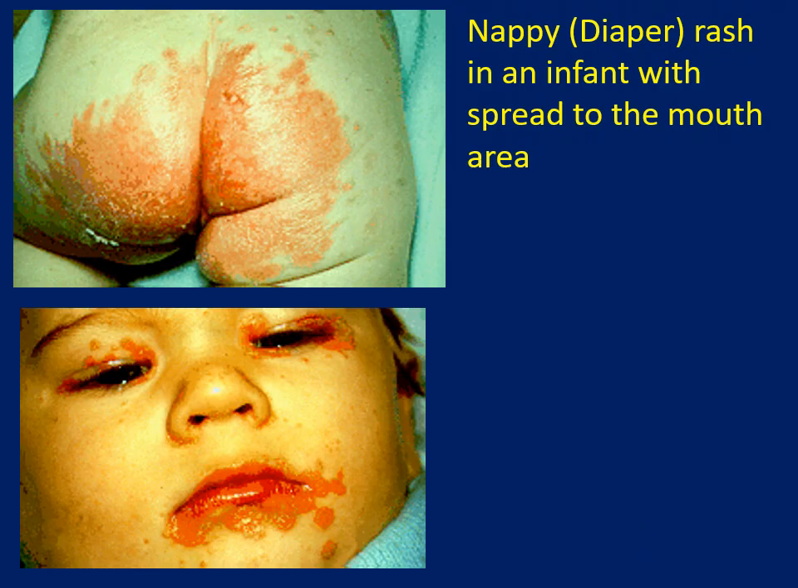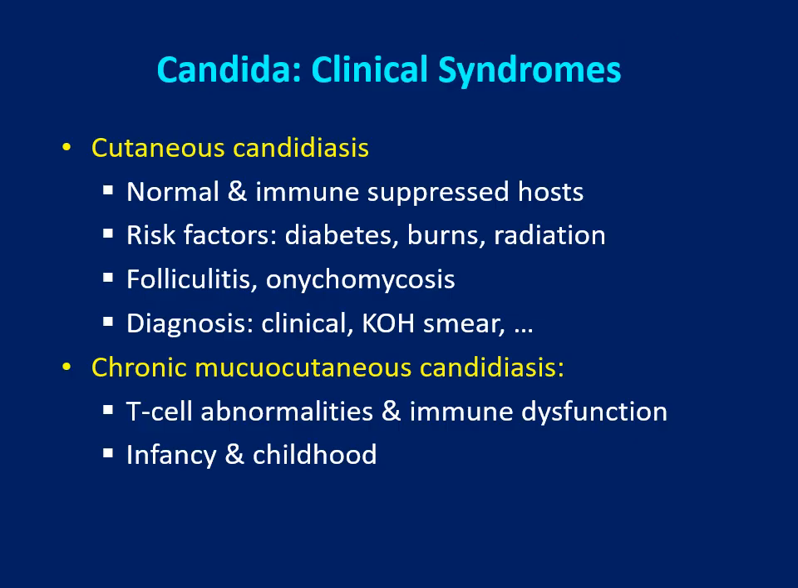This is a nappy diaper rash in an infant, spread to the mouth area. This is probably worrying because usually if you have candida so widespread, then you would assume that there may be some sort of mucocutaneous disease and T-cell dysfunction as well.